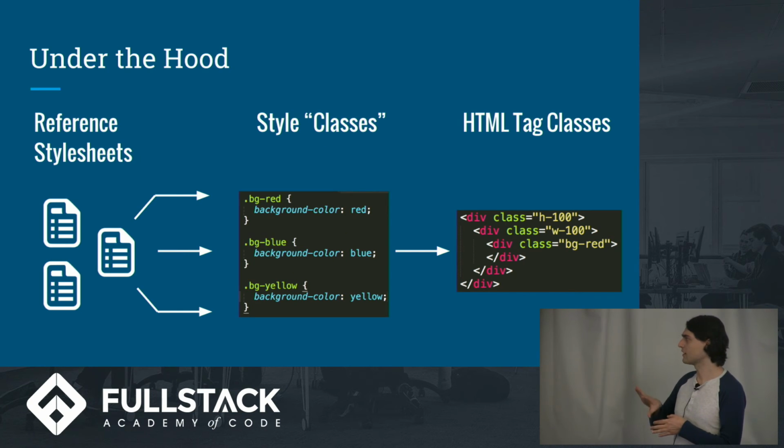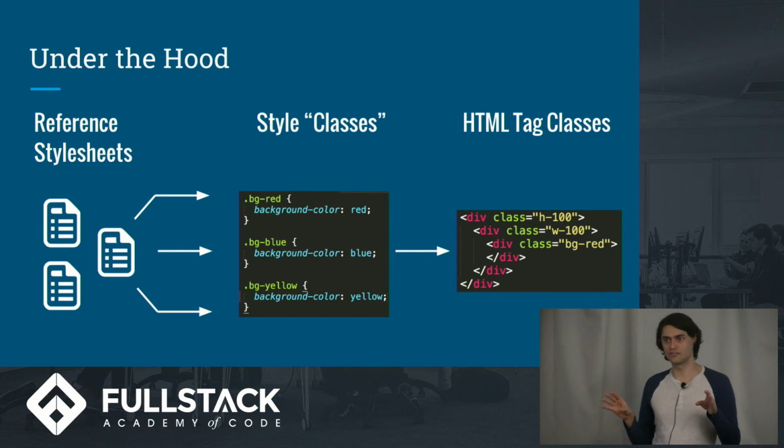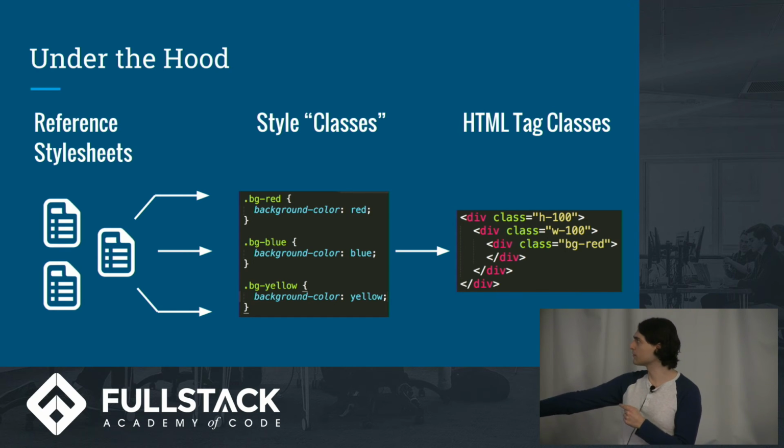So again, I just want to dive under the hood a little bit here to talk about how you might implement this in your projects. Basically, you have these reference style sheets that are libraries of all of these CSS classes. So you might have 25 different ones for common background colors. And remember, each of those is an individual class. That's what you see in the middle of the slide here.